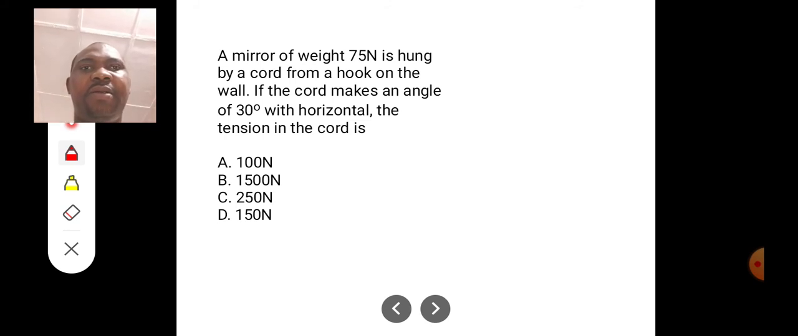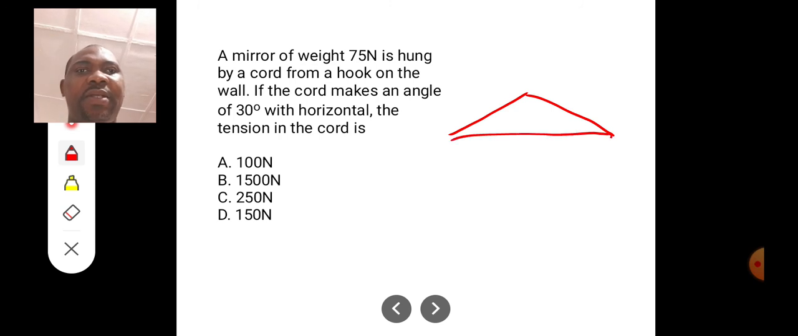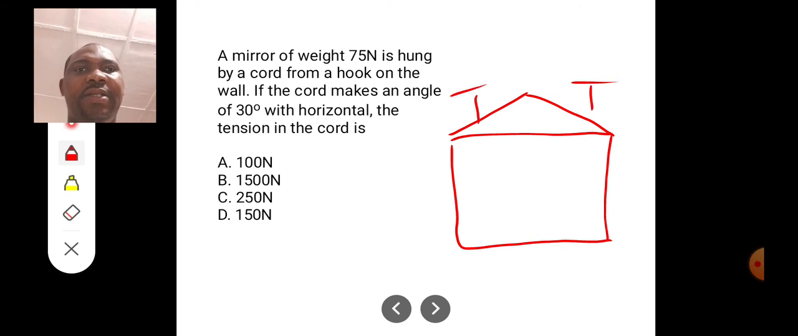It says a mirror of weight 75 newtons is hung by a cord from a hook on the wall. If the cord makes an angle of 30 degrees with the horizontal, the tension in the cord is, well, this is the diagram. That's the rope. This is the mirror here. Okay, and this is the tension. The tension is here. The tension is here. This is where the nail is, supposed nail, where it is hanged.